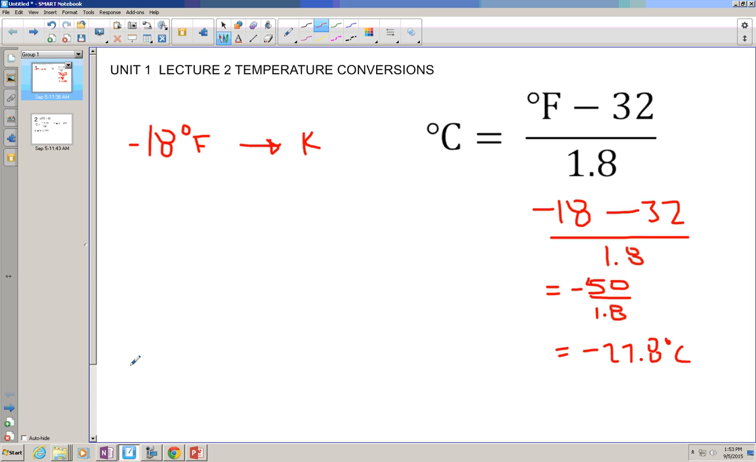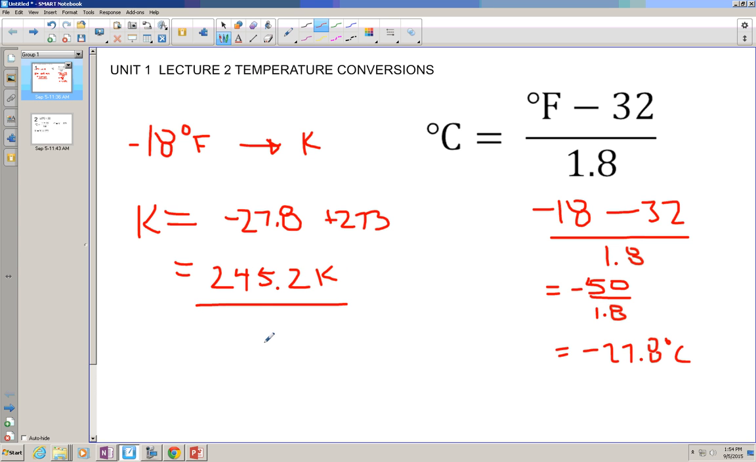Now I can take that and I want to convert that into Kelvin. Remember Kelvin, you take whatever you have in Celsius, in this case, negative 27.8, and we add 273 to that. So this is going to give us back into the positive number region. So if I take 273 and add it to that, I end up with a temperature of positive 245.2 Kelvin.